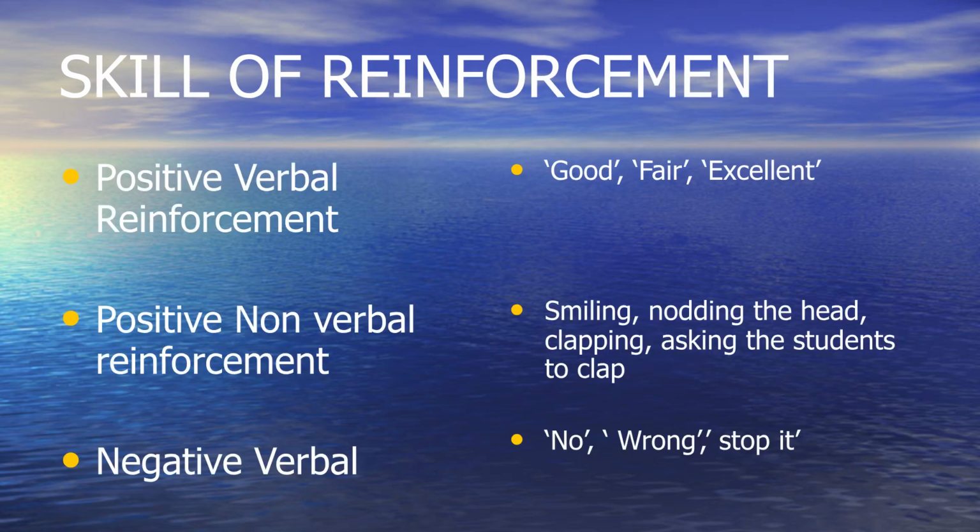The skill of reinforcement includes both positive and negative, verbal and nonverbal types. Examples of positive verbal are good or excellent. Positive nonverbal includes smiling or clapping. Negative verbal includes no or wrong, while negative nonverbal could involve raising eyebrows.